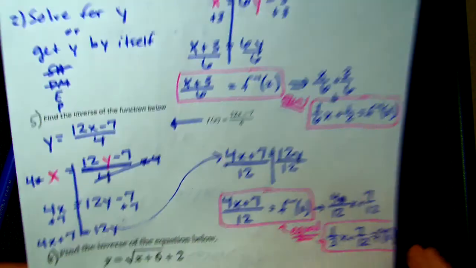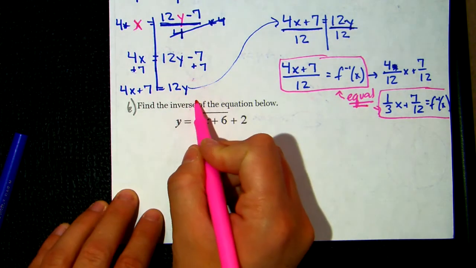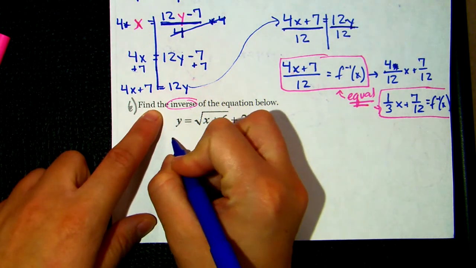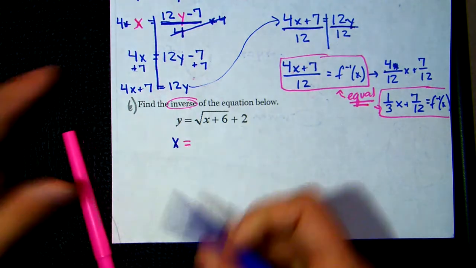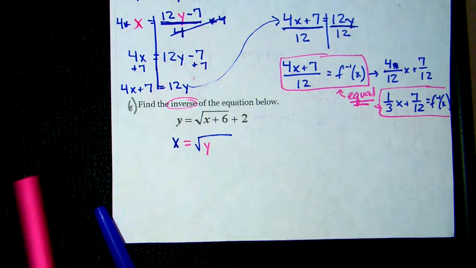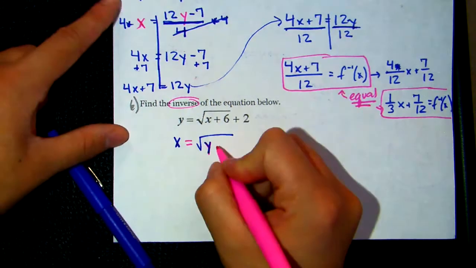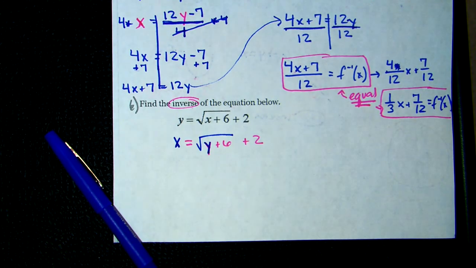All right, and on to our very last one, which brings in a lovely square root here. Again, we are finding the inverse. So our first step is to always, always, always switch our x and our y values. So I'm going to do that first. I'll get x is equal to the square root of y plus 6, plus 2 on the outside of those parentheses.